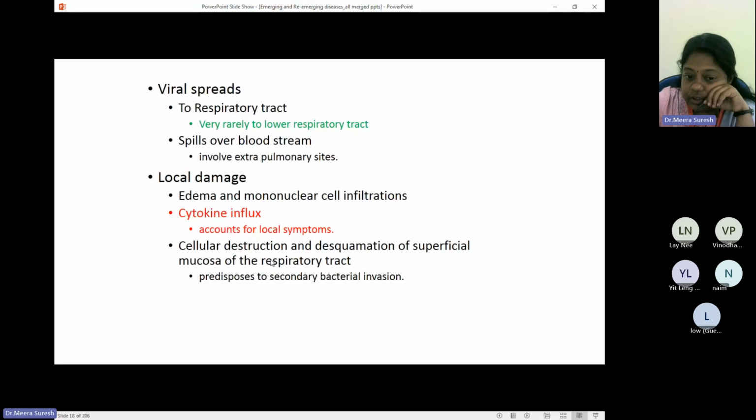Then there will be cellular destruction, desquamation of the superficial mucosa of the respiratory tract due to the cytokine influx also. And because there is cellular destruction, the desquamation of the superficial mucosa, it can predispose to secondary bacterial infection.